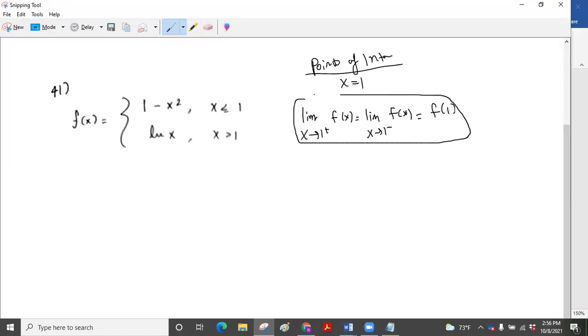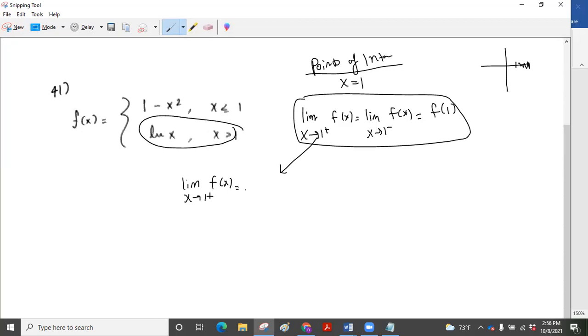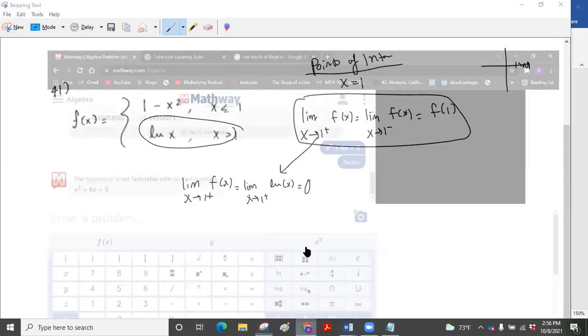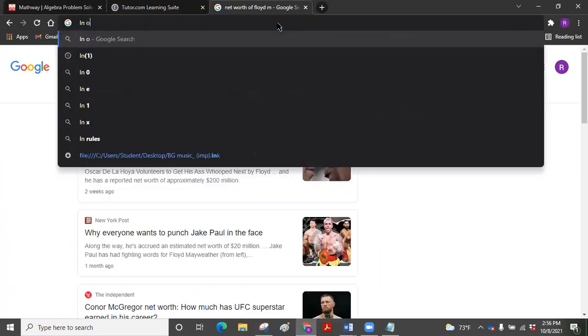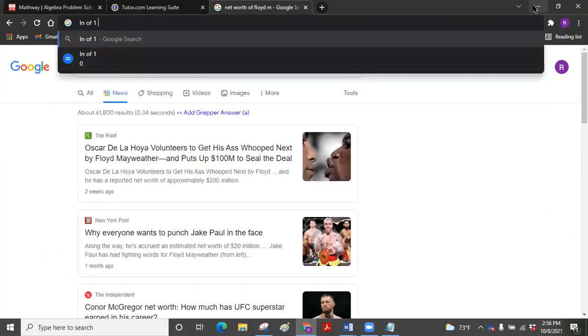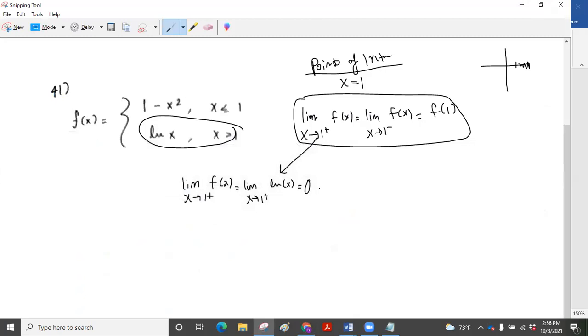So first, let's check this condition. Is the limit as x approaches 1 from the left or from the right of f of x? Which function do we use? Because if we're approaching from the right, that means all our values of x are greater than 1. So we should use ln of x. So we're using the limit as x approaches 1 of ln of x. If I plug in 1 into the function, I get ln of 1, which is 0, I believe. Let me go ahead and check that. Ln of 1 is 0, correct. So the limit as x approaches 1 from the right is 0.